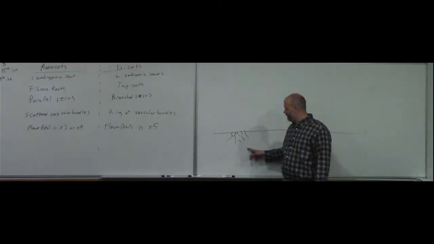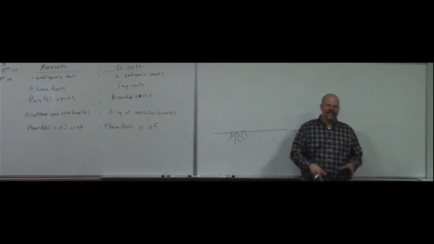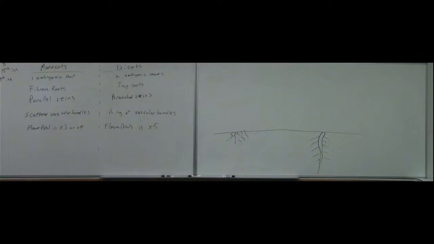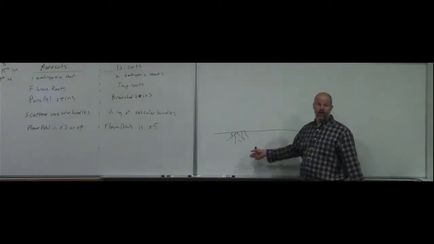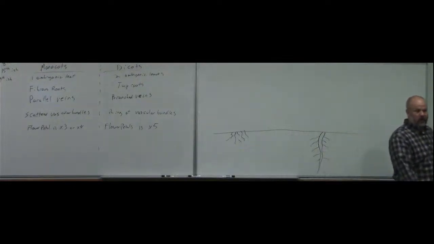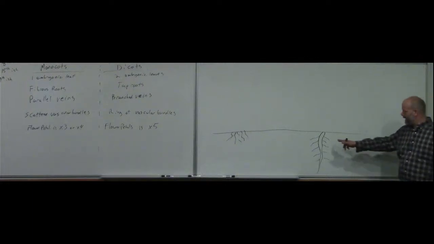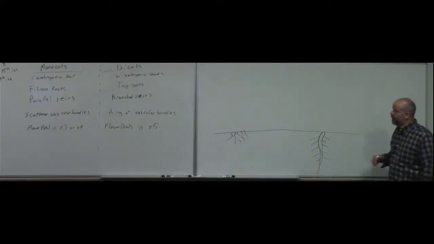This is a fibrous root system. It's got a lot of little tiny tendrils that are sticking down. Now, I say tiny. These can actually be huge. These can go potentially over 1 meter down if it's alive long enough, right? All right, so we've got a taproot and we've got a fibrous root.